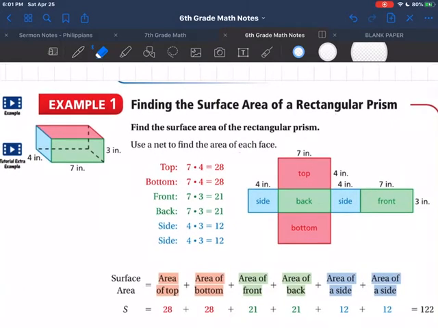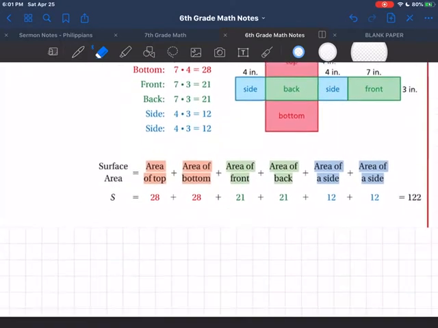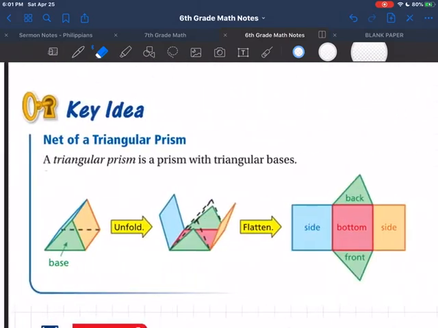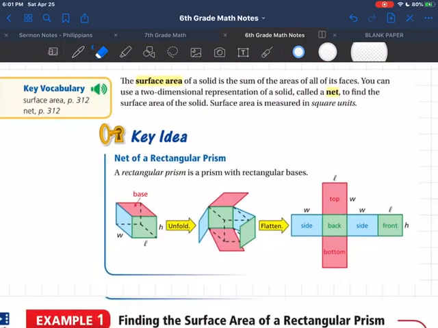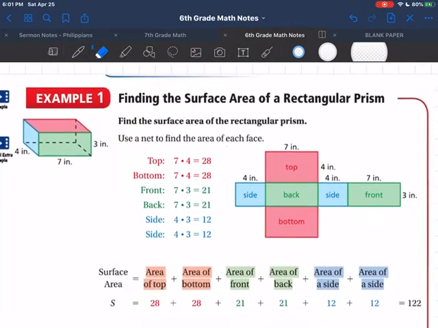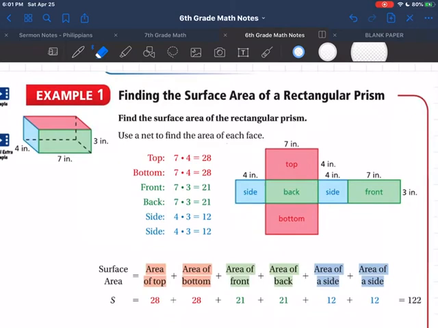So let's look at how they do one, and then what we're going to do is look at the surface area of a rectangular prism, and we're going to look at the surface area of a triangular prism, and we're going to see how they did it, and then we're going to do it ourselves. Okay, so let's look at this. All right, so they color coded it and everything. All right, so let's look at this. So the base of this is red. Okay, so this is the base.